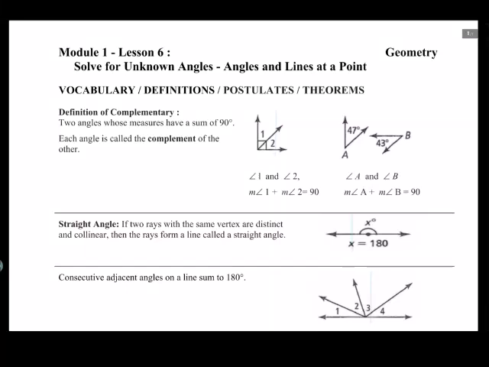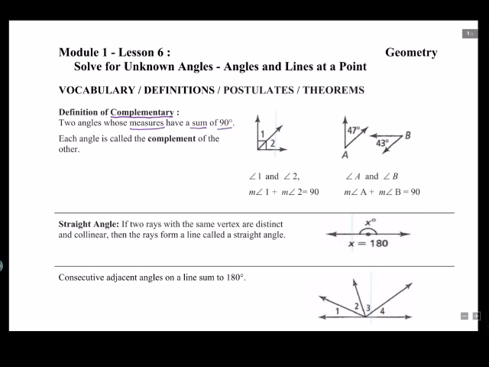Module 1, Lesson 6. Solve for unknown angles, angles and lines at a point. We are going to start off this lesson with some definitions. The first is the definition of complementary. This is two angles whose measures have a sum of 90 degrees.